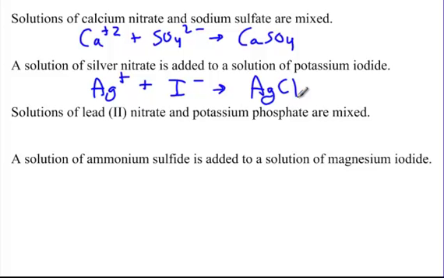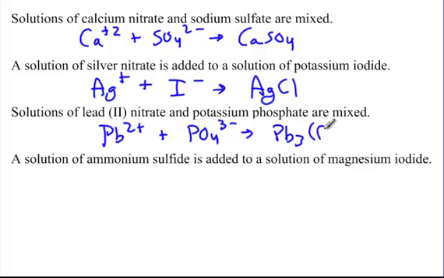The next is nitrate and potassium. Again, spectator ions. We're going to get lead with a +2. We're going to get phosphate with PO4 -3. And we've got to do the crisscross here by doing Pb3, PO4 2, and we're going to put a 2 and a 3 to balance that out.